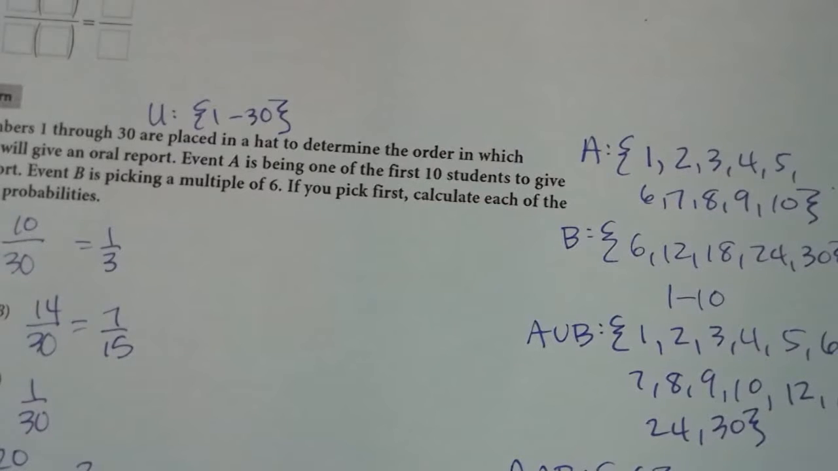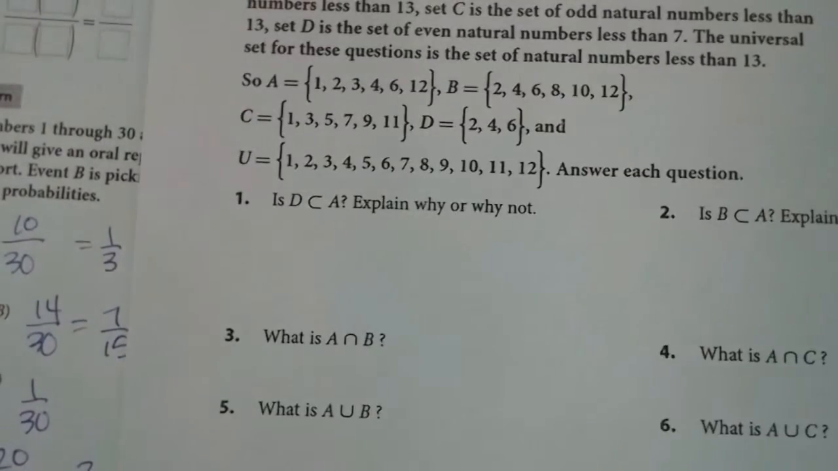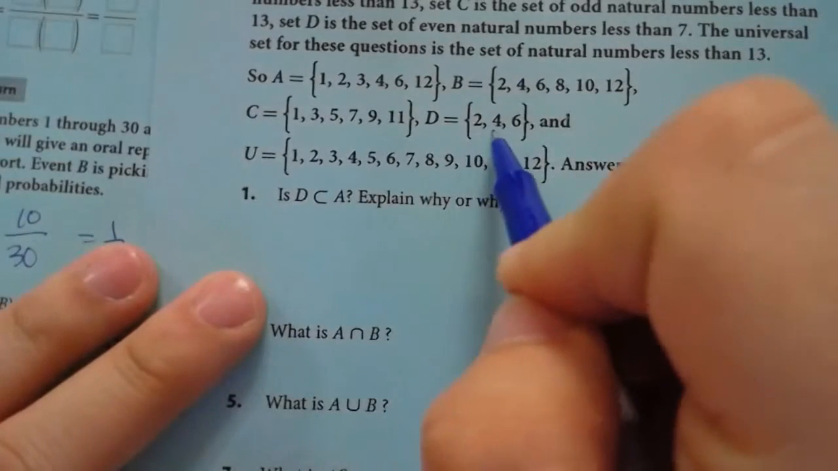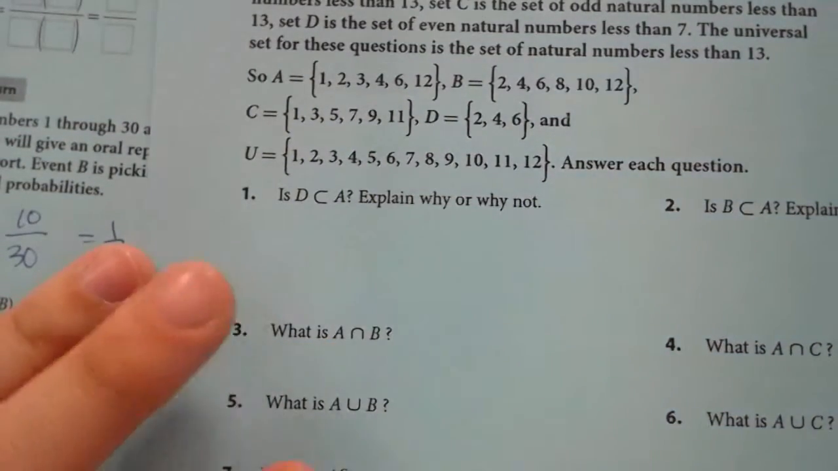What is the first one? Is D a subset of A? That means is everything that's in D also in A? Is D a smaller group of A? Let's look. So if I'm doing problem number 1, I want to know, is D a subset of A? So I'm looking at D. D has 2, 4, and 6, right? Is 2, 4, and 6 also in my A group? Yes. So is D a subset? Yes.